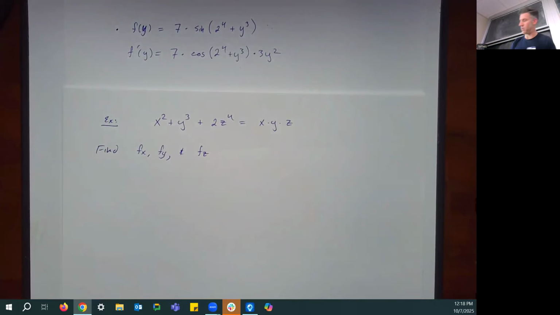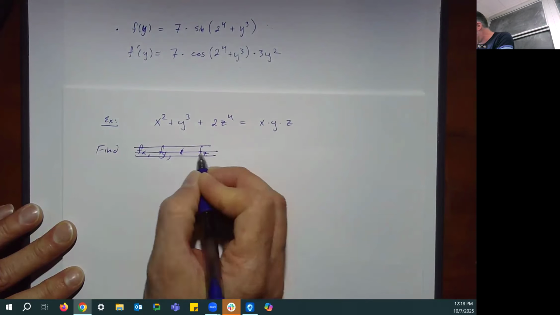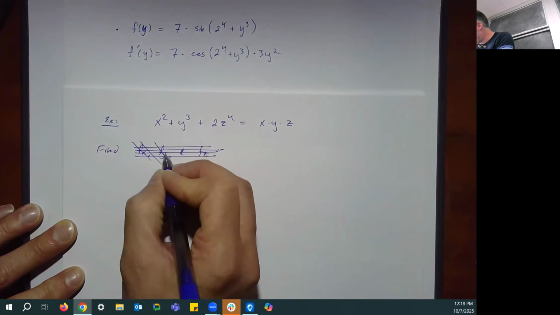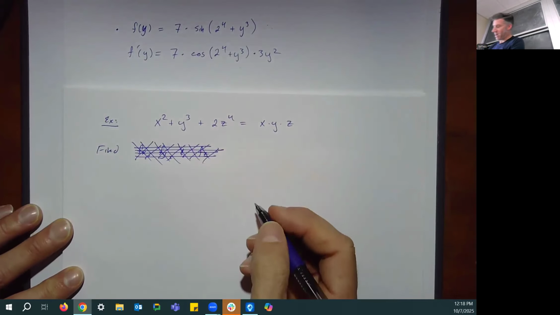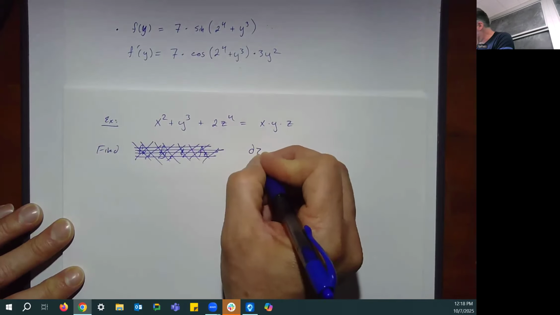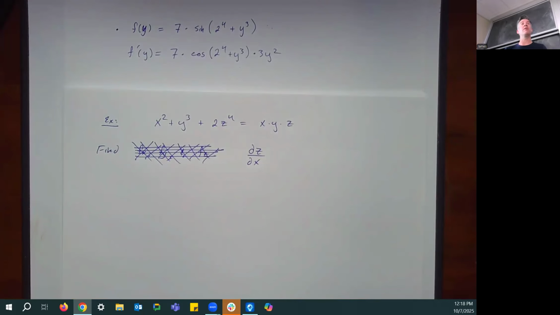I'm sorry, that is not what I meant to say at all. Apologies. Scratch that. What I meant to say is we want to find del z del x. And this is an example of partial derivatives with implicit differentiation.